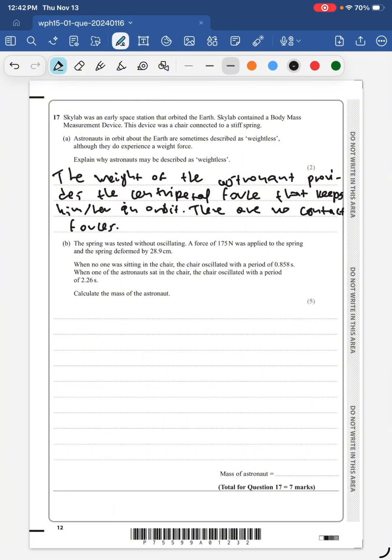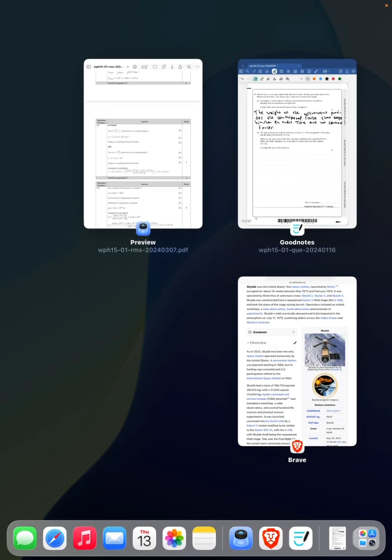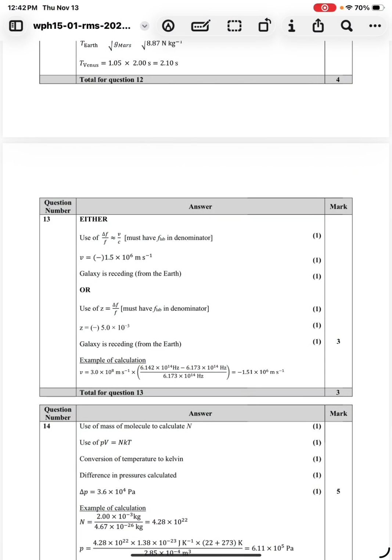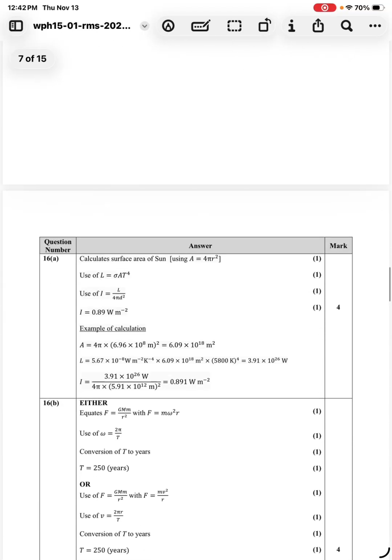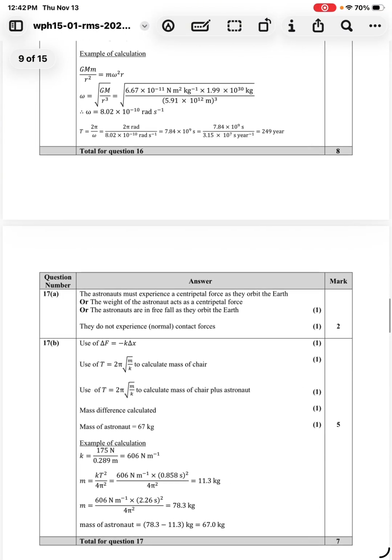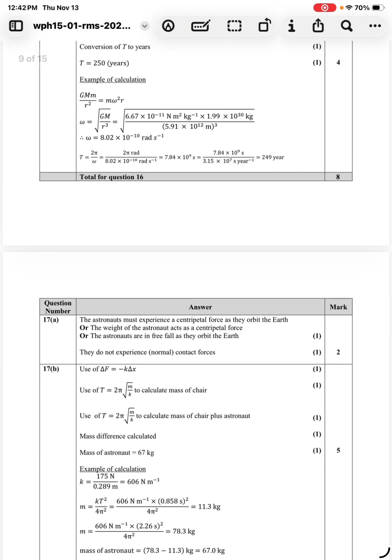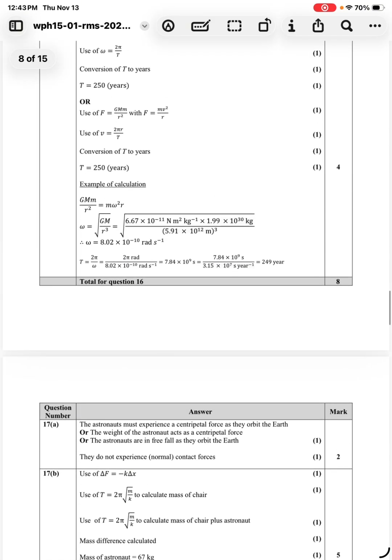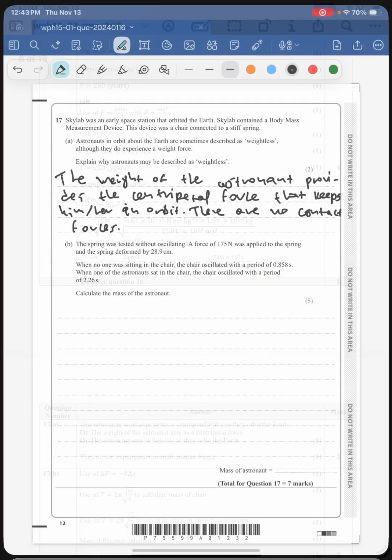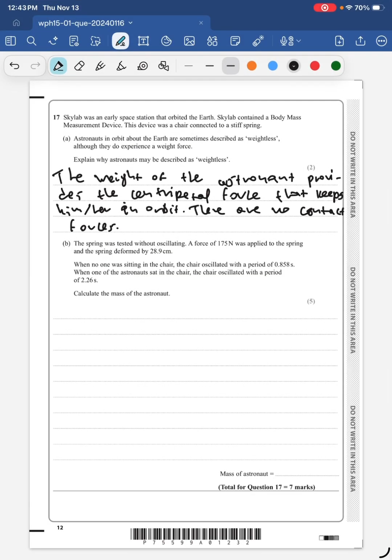Okay, what does the mark scheme say? I'm feeling a little bit insecure today. Let's go to 17. Okay, the astronauts must experience centripetal forces as they orbit the Earth, or the weight of the astronaut acts as a centripetal force, which is what we answered. They do not experience normal contact forces. Okay, so we were right. Let's move on to part B.